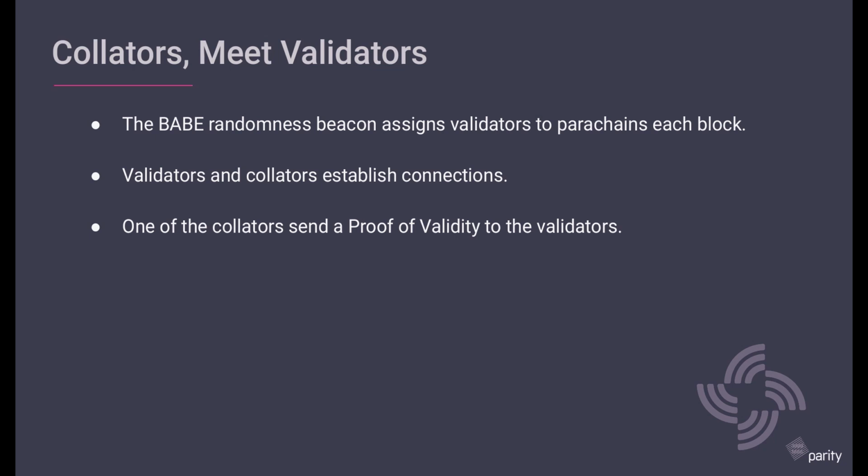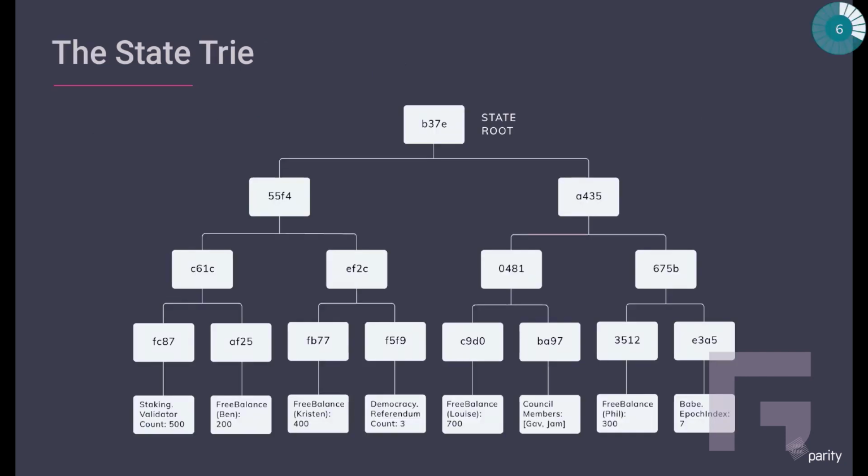We actually haven't finalized how this is going to happen yet, but there are two ways you could do it. One is that all the collators have access to the DHT of the relay chain and can find these validators, or you make the parachains have an entry node or a boot node, so that validators, once they get their parachain assignment, can start making the connections there. Once those connections are established, the collators are going to send a proof of validity to the validators.